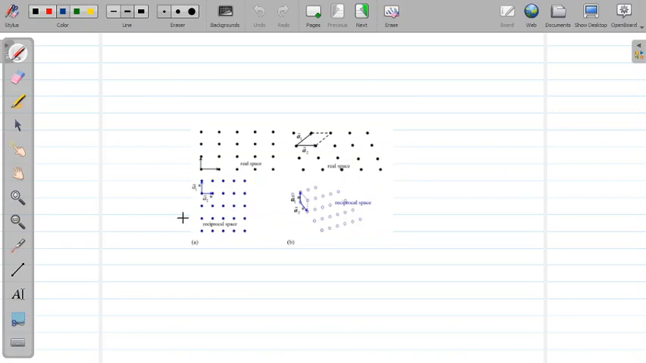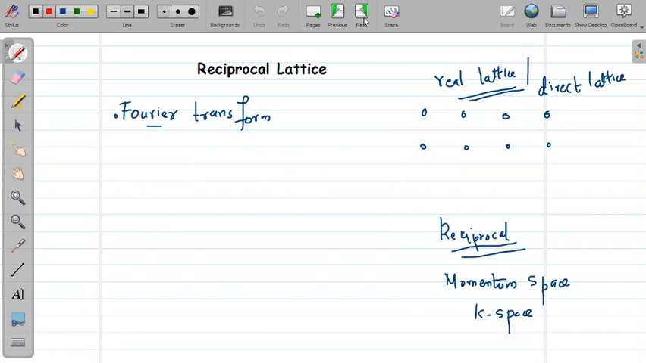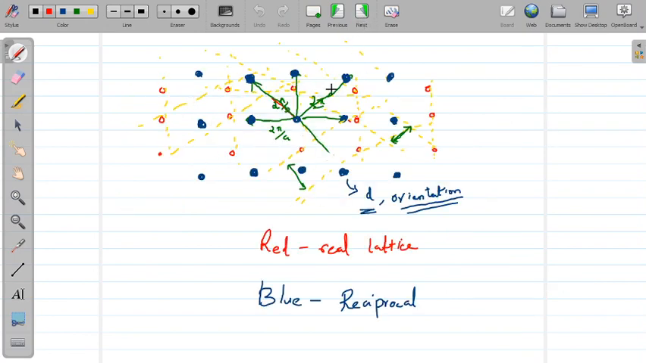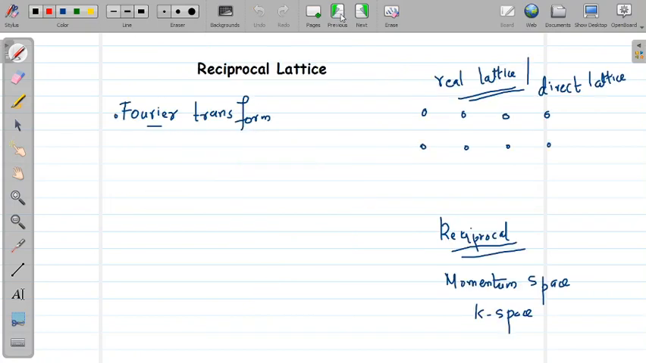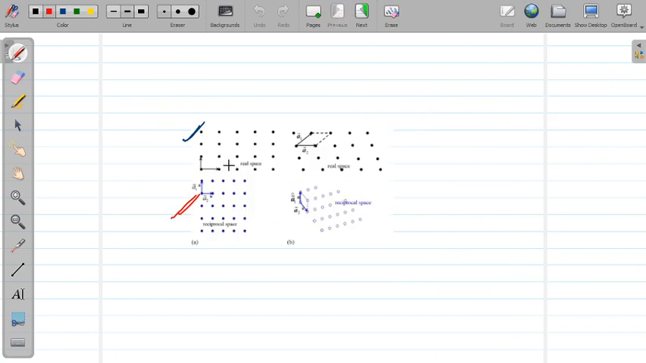Now we have constructed the reciprocal lattice of a rectangular lattice. If this is the real lattice, then the reciprocal lattice will also be rectangular. Here we have seen the red dots are in a rectangle shape, and the blue dots are again in a rectangle shape, but its dimensions have changed. So this is how you construct a reciprocal lattice. You can also construct a reciprocal lattice in a similar manner for other different two-dimensional structures.